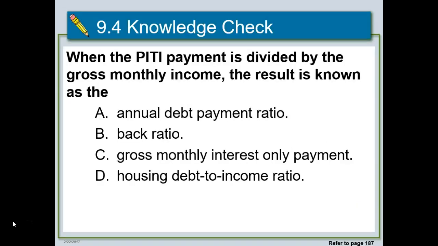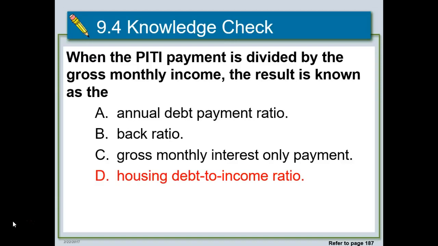So this one says, when PITI is divided by gross monthly income, what is that called? PITI divided by their gross. It didn't say PITI plus their debt, just the PITI divided by their income. What would that be? D. Housing expense ratio, or they could have put front ratio there, or they could have put top ratio there. That's how they come up with so many questions. Or they could have just put HER, H-E-R. You're supposed to know what that means.